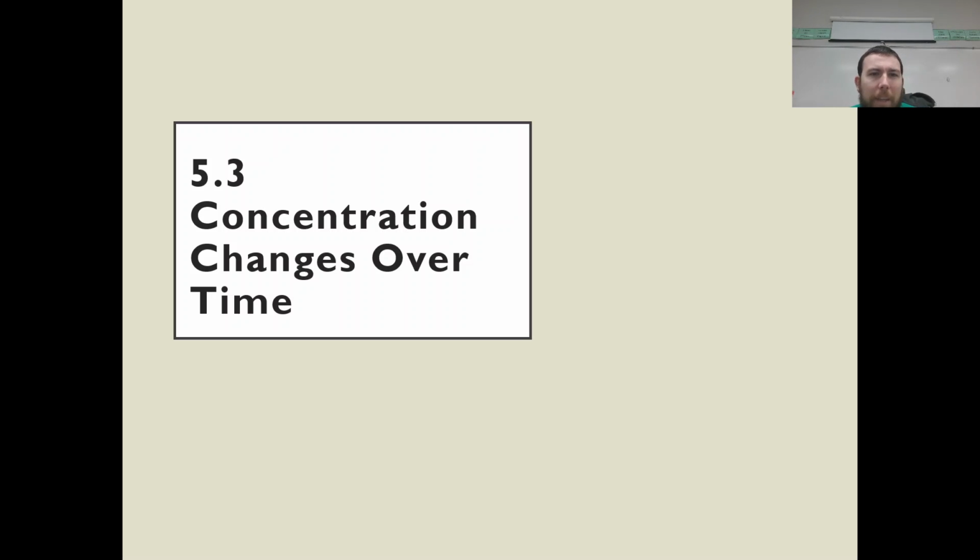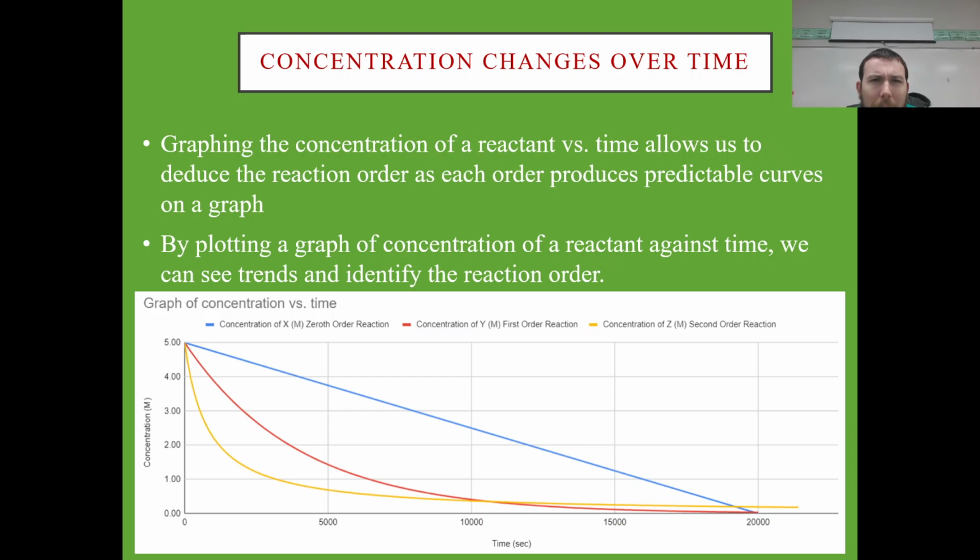Kenton, AP Chemistry. We're continuing our discussion through kinetics, and we're going to be looking at topic 5.3 within AP Chemistry, which looks at concentration changes over time. Now, again, I know we've already done this, so I can hopefully be a little bit more concise with my video. So let's go ahead and just dive right in.